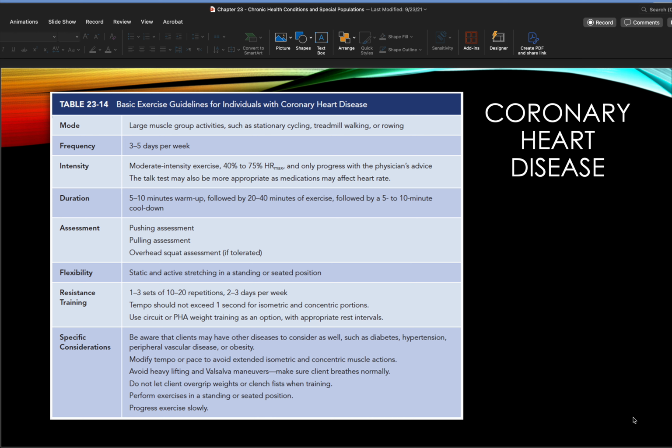And then, so modifying tempo, there's that Valsalva maneuver to pay attention to. The comorbidities can play a factor in multiple facets here. So avoid that over gripping. Again, progression of slowness, and again, these individuals may or may not have to, but more times than not, depending upon how severe they are, they may have to only be able to work in a standing position, or they might only be able to work in a seated position based on what their current condition is like.